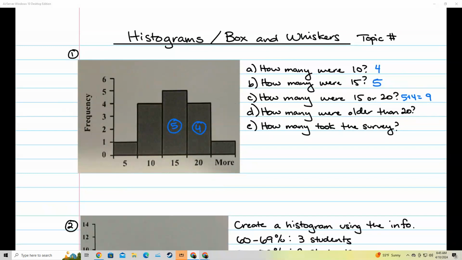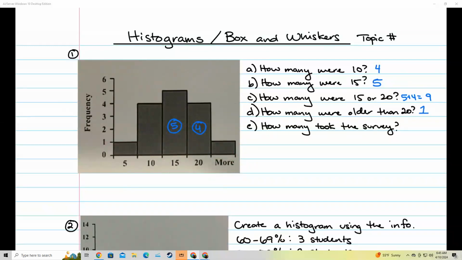For letter D, it says, how many of these were older than 20? Well, here's 20. These 20s aren't going to count, because I guess this is the age of the people taking the survey, right? So if it's older than 20, these guys don't count because they are exactly 20. We're not going to include them. We only want the ones that are older than 20, and that would be the one that says "more" over here. And how many is that? Well, that's only going to be 1. There's only 1 person that took this survey that's older than 20.